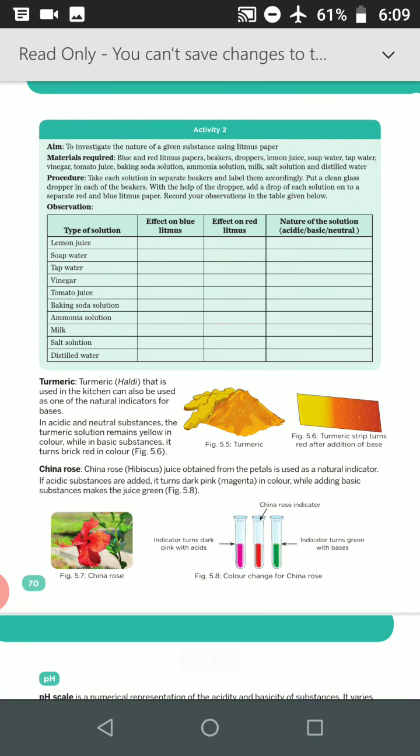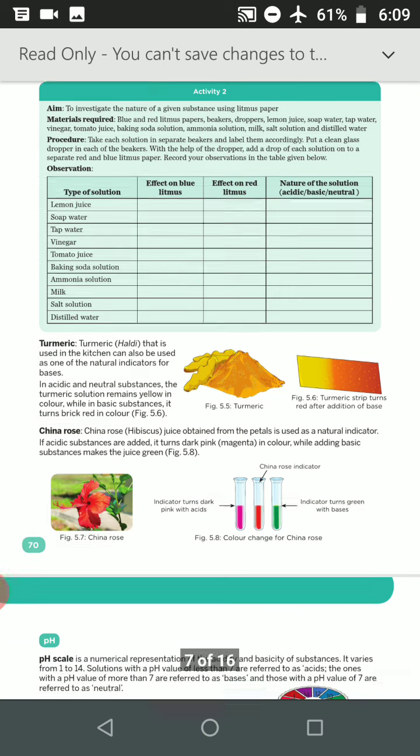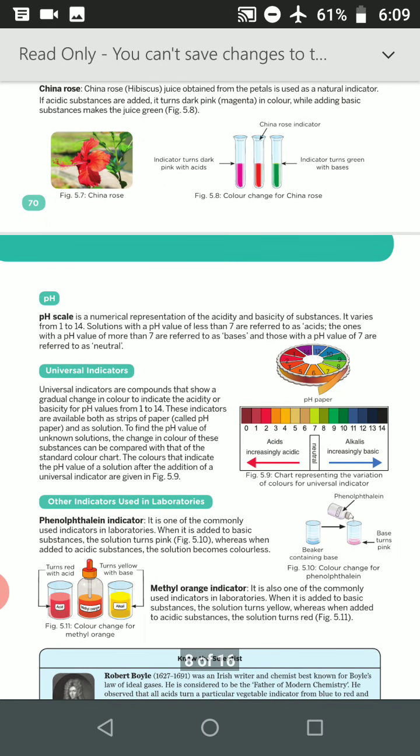Next, china rose. See the figure given for the china rose. This is a china rose, also called hibiscus. They take the petals from the china rose and extract the juice from it, which acts as a natural indicator. See in figure 5.8, the color of the china rose indicator is red, but when we add it into an acidic solution it changes into pink color, and if we add the china rose solution into a basic solution it changes into green color. In this way you can detect whether the solution is acidic or basic. If it turns pink, it is an acidic solution, and if it turns green, it is a basic solution.